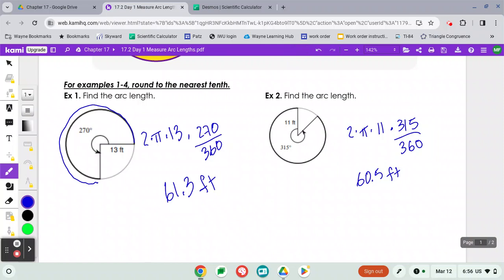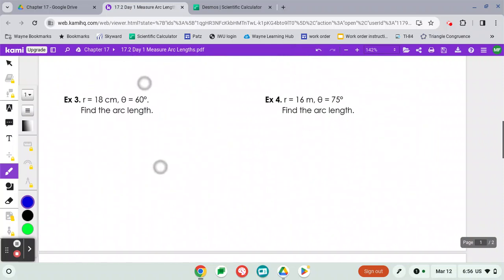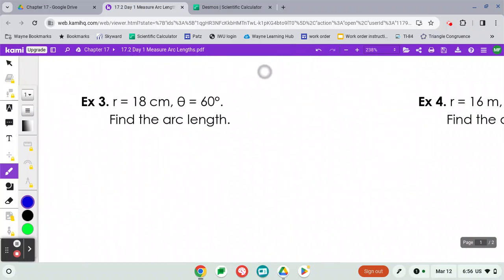Okay, now the only difference at the bottom is they didn't give us a picture. But in my opinion, it actually maybe makes it a little easier. We know what we need. So 2 times pi times r is 18 times our angle, which is 60 divided by 360.